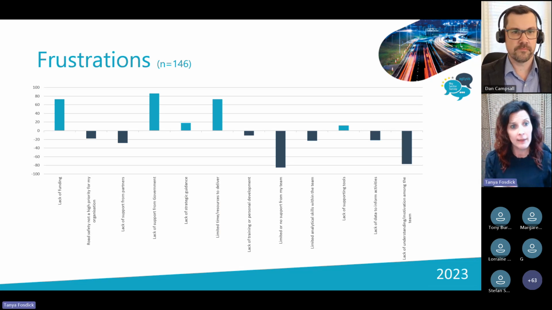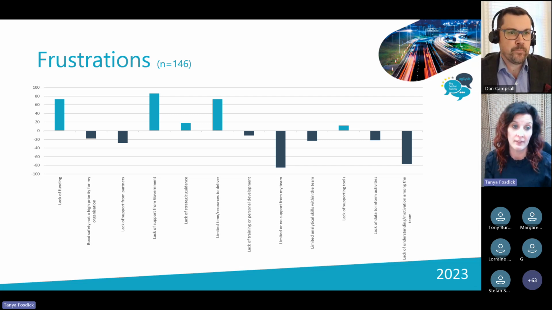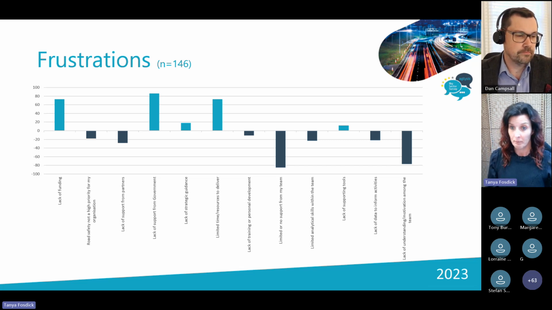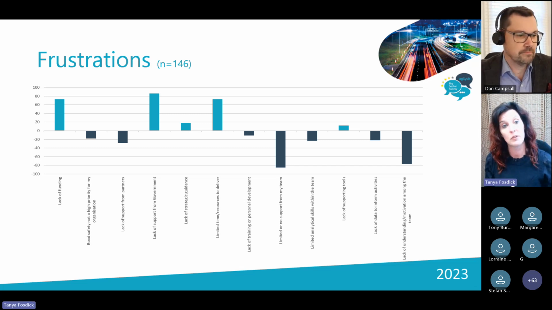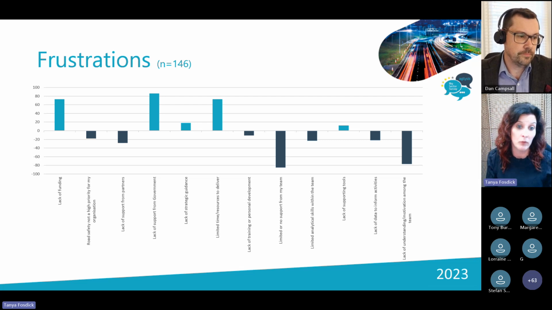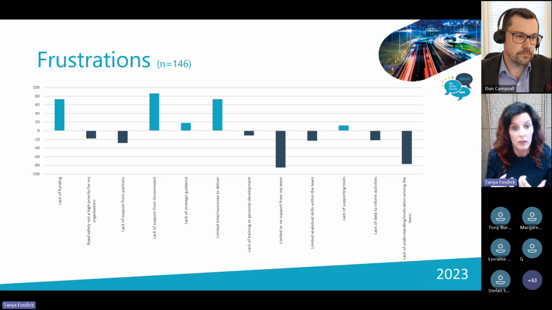Frustrations. This is the net agreement and disagreement with a list of potential frustrations that they could pick from, and these results are really similar to last year. Funding, lack of support from government, and limited time and resources to deliver really came out very strongly here. One of the things we've picked out is that lack of data isn't a key frustration, but having supporting tools is. So there's a potential mismatch here. Maybe it wasn't supporting tools in terms of data that they're thinking about, but there might be something there in terms of having the practical tools available to implement.